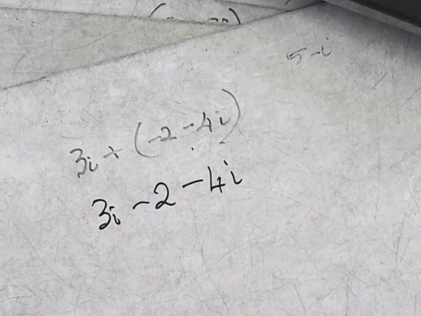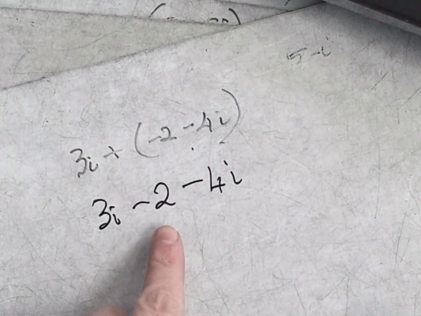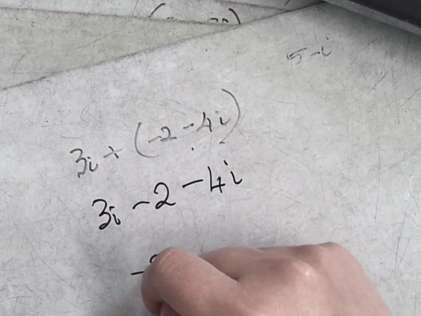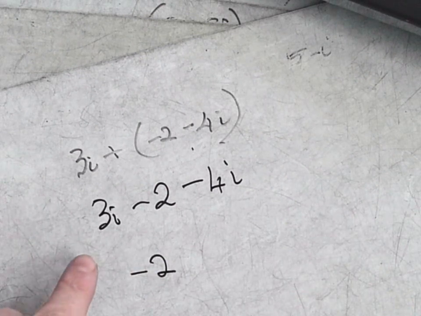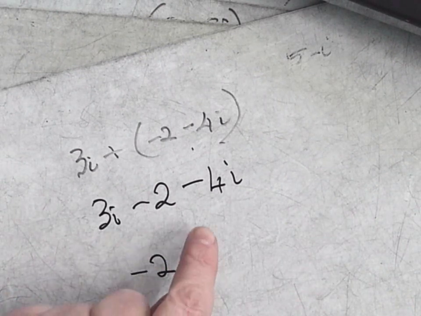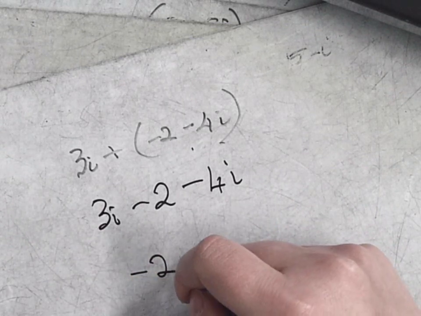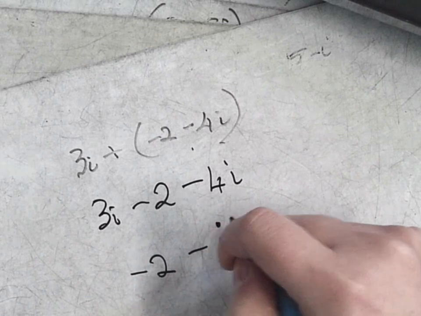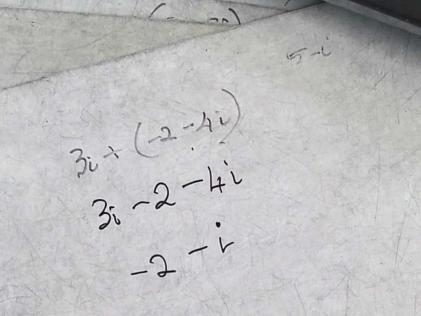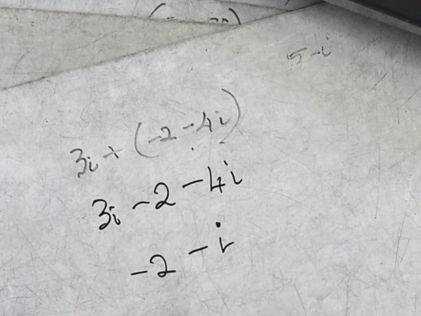There's only one real bit, okay? There's only minus 2. So the real bit is minus 2. And the imaginary bit is plus 3i, take away 4i. So plus 3, take away 4 would be minus 1i or minus i. Okay? That's your answer. Is that okay? Anyone need anything else done out of any of the ones I gave you?